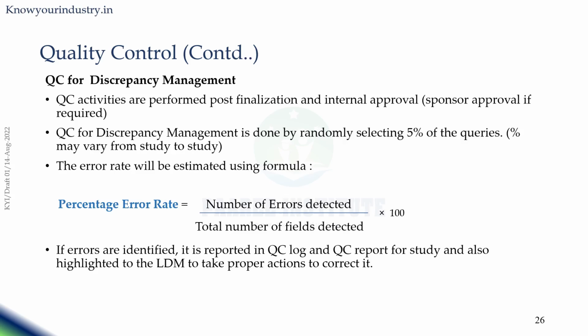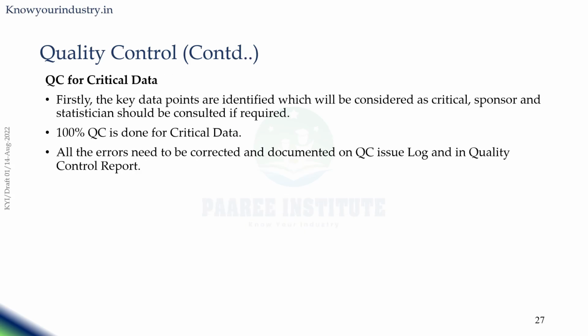Again, it would be a randomly selected percentage only, but this also varies from project to project. The percentage error rate formula is also the same. If there are any issues, they are again reported in the QC log and QC report, and the LDM needs to be informed because they are the ones who will take the appropriate action and update the programming errors or the validation errors as applicable. QC for critical data. As I already mentioned, QC for critical data should be 100%, and that has to be reviewed manually also. If there is any error, the same is to be identified in the QC log as well as in the QC report.